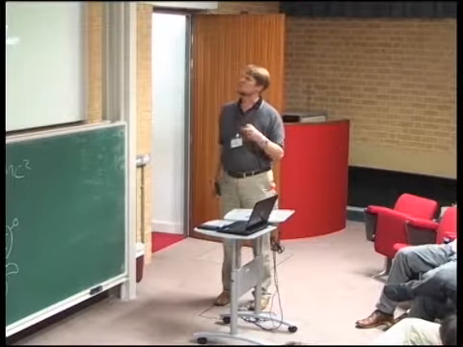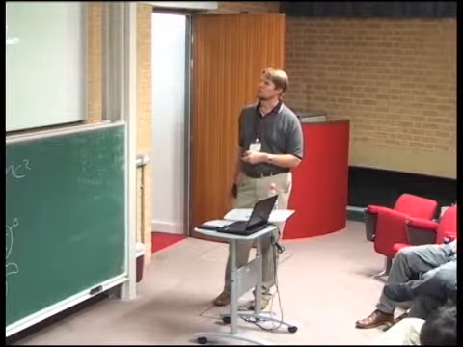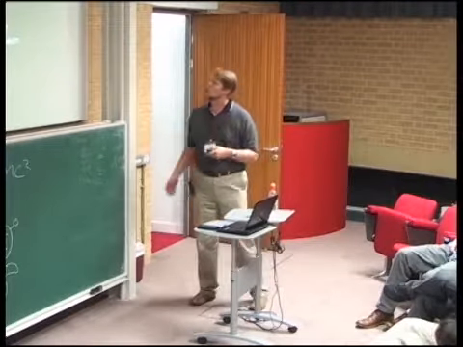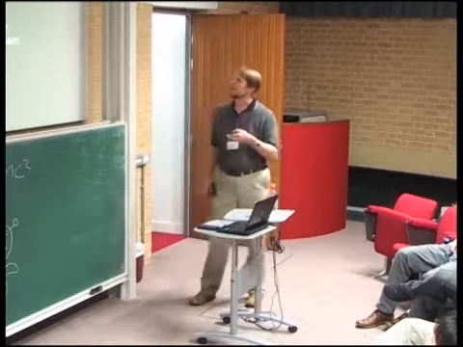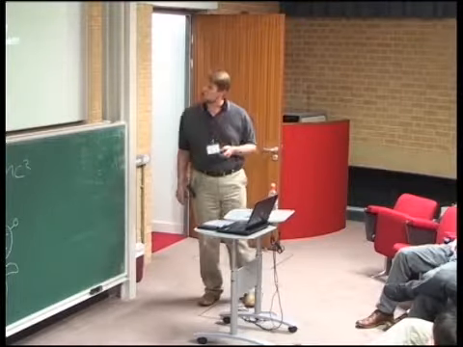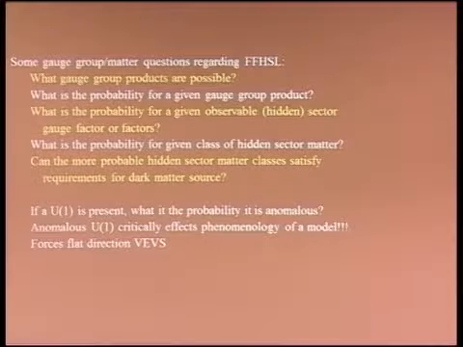And what we want to ask in our study is what gauge groups are possible, and what is the probability for a given gauge group product, what's the probability for given observable and correlated hidden sector gauge group factors, what's the probability for a given class of hidden sector matter, also relating to dark matter issues, and can the more probable hidden sector matter classes satisfy requirements for dark matter. Another question we ask: if a U1 is present, what's the probability it's anomalous? Because as many models have shown, anomalous U1s critically affect the phenomenology of a model, including forcing flat direction vacuum expectation values.